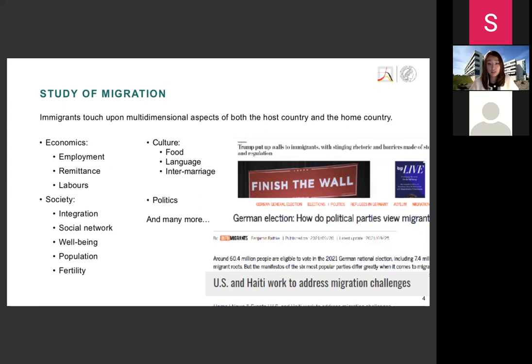From the perspective of the society, encouraging successful integration of migrants is beneficial, as this could lead to better standard of living for migrants, but also a harmonious society for the host country. We also have to consider the value of culture that migrants are bringing into the country, including food, language, and so on. So as you can see from the news articles that are coming out these days, the topic of immigration is an important topic for the society of the host, but also the home country.